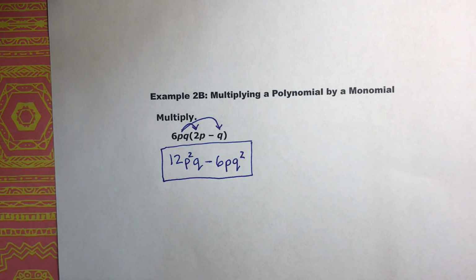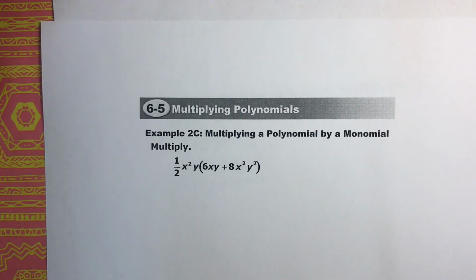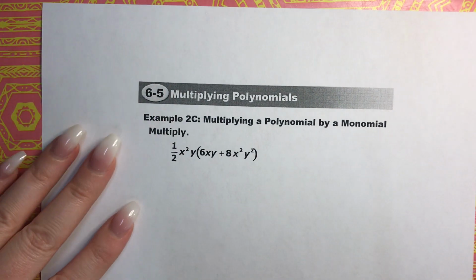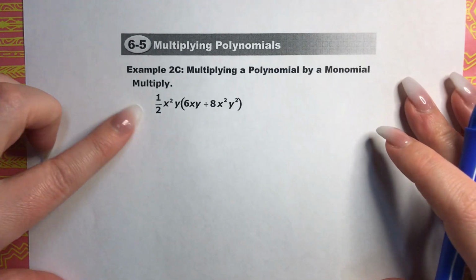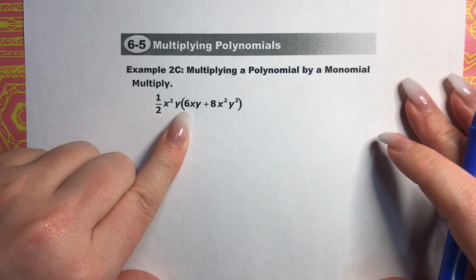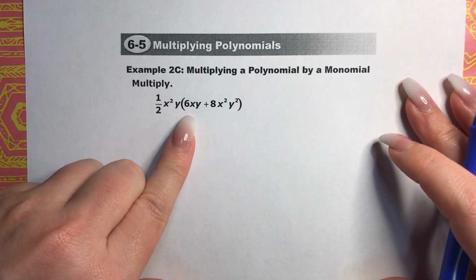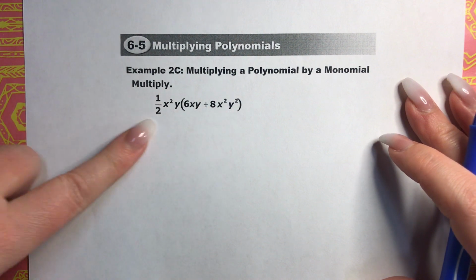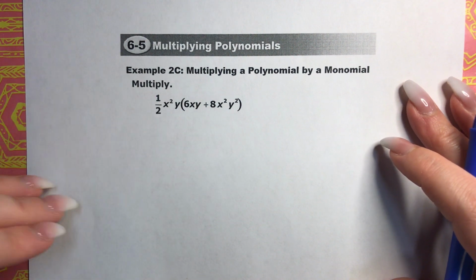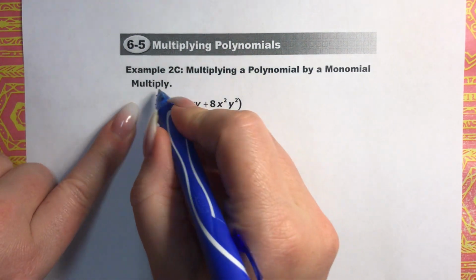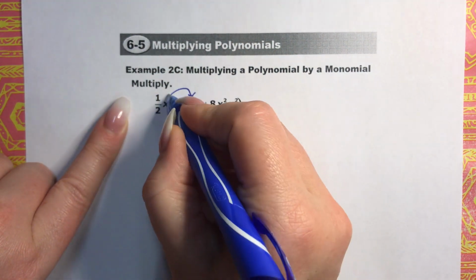All right, cool. Let's go ahead and look at the next page. This looks like a fun one. So we have this monomial that's being multiplied by this polynomial. It's actually a binomial. All right, this looks more complicated. Let's do it. So whenever I see this, we're going to take whatever this is, multiply it by here, and then multiply it by here.